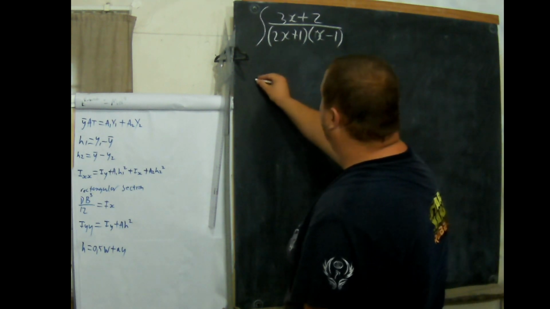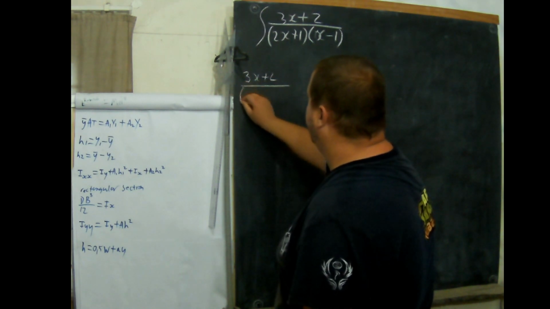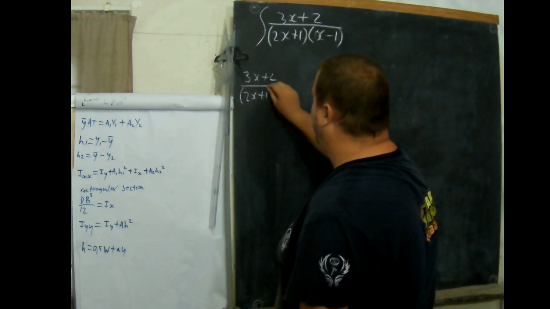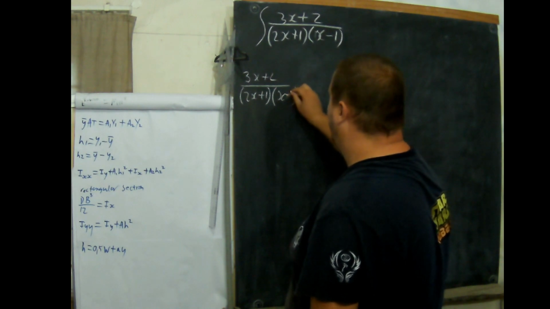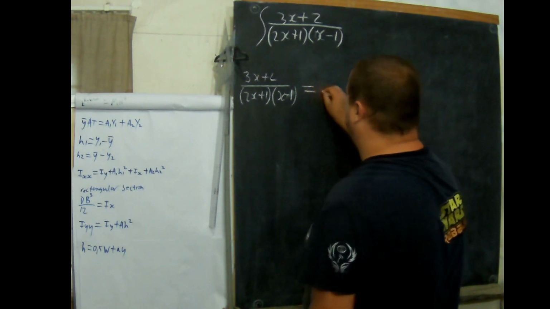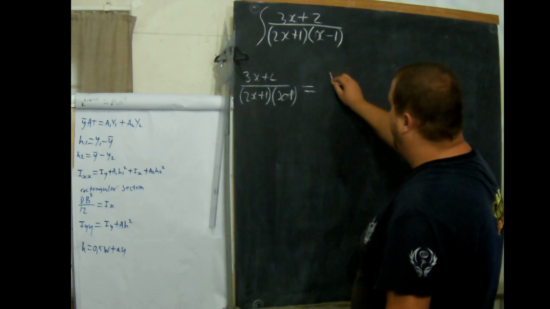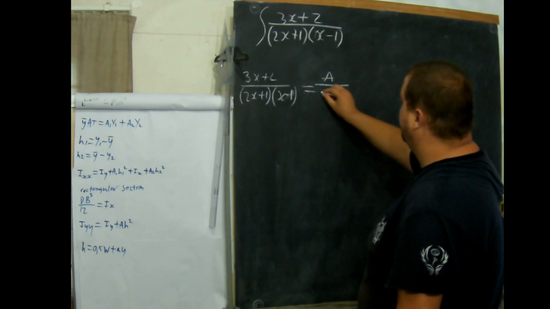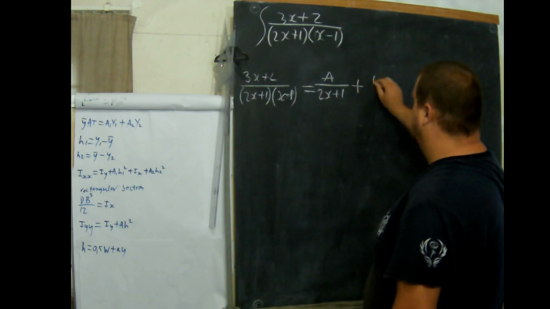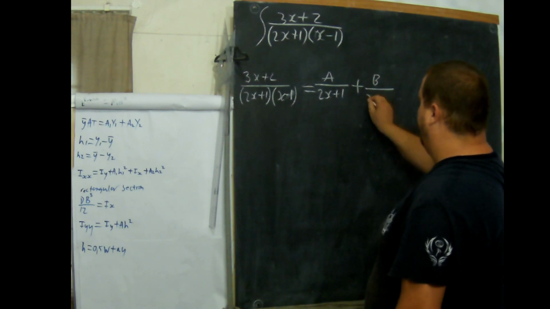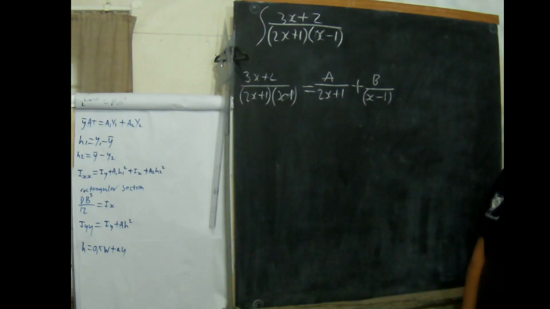First things first, we say (3x + 2) over (2x + 1)(x - 1) equals A over (2x + 1) plus B over (x - 1). That's how this works first.